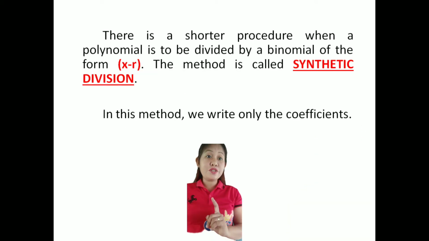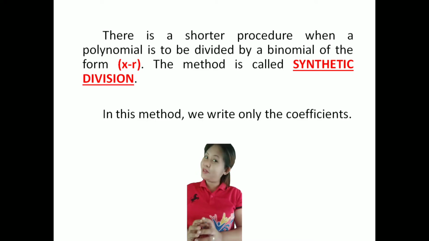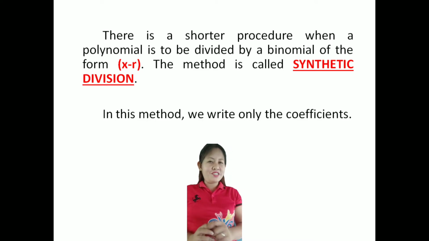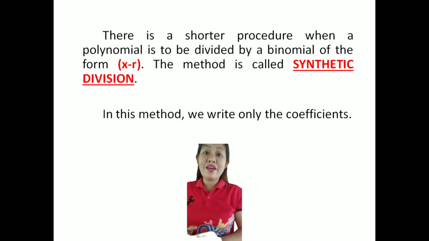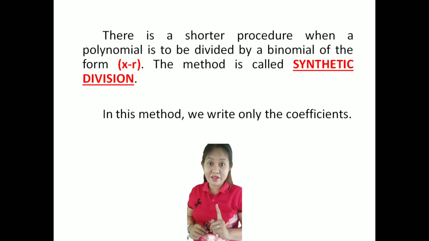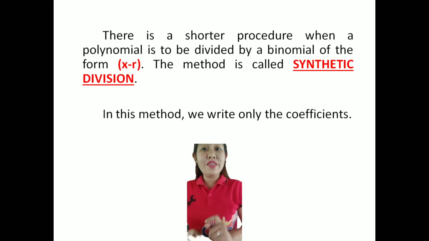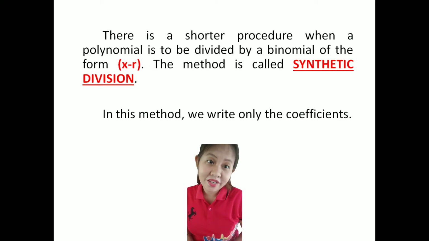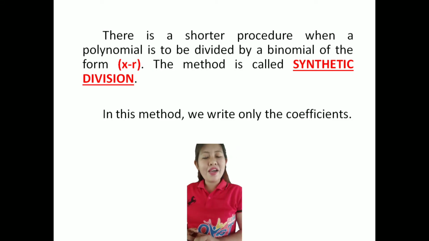There is a shorter procedure when the polynomial is to be divided by a binomial of the form x minus r. The method is the so-called synthetic division. Take note that it applies only if the divisor is of the form x minus r, meaning the divisor is only of degree 1. In this method, we write only the coefficients.